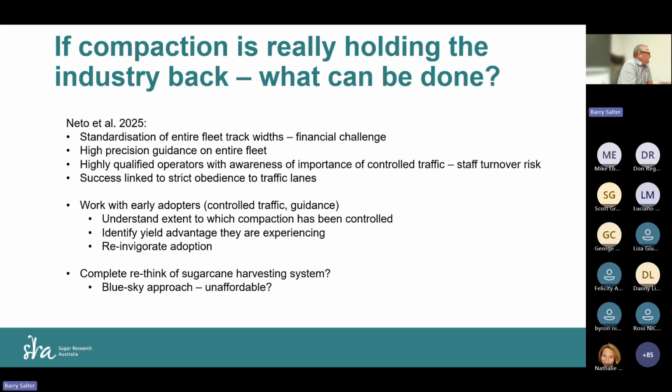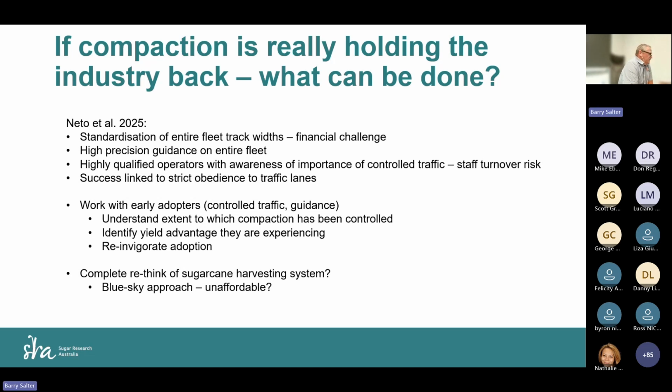And once you've identified how well it's been controlled, try and identify whether or not they have experienced a yield advantage from it. Now, I've got some ideas as to how to do that, but I'm not sure those growers are going to want me to do what I really want to do in their paddock, but we'll see. Ideally, if we can show that those growers have actually experienced a yield advantage and they've been able to control compaction enough in that system with guidance and controlled traffic, then perhaps that's a way of trying to reinvigorate adoption to try and overcome this issue.